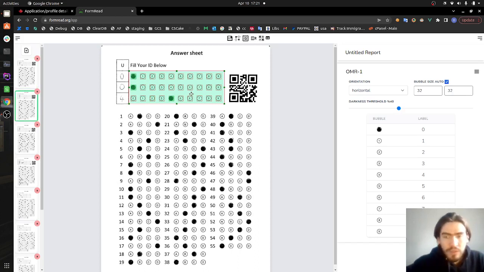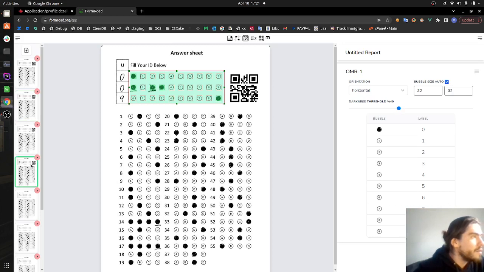So when FormRead does not detect a specific bubble because it has some weird marks on it, what it's going to do is take the position of the original answer sheet and put it in that. So if we come here to our weird mark, the result for FormRead is the same. This is weird, but because it's weird, you know what? Let's just use the position of our original form and put it back here.